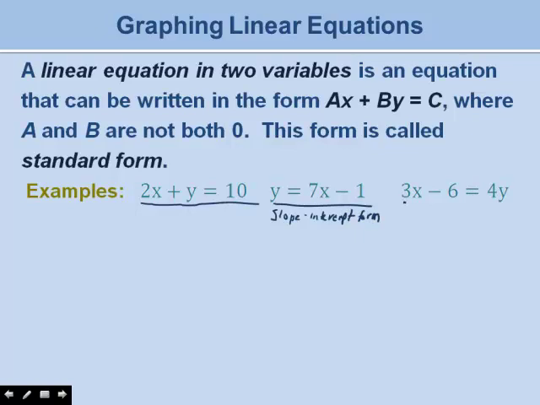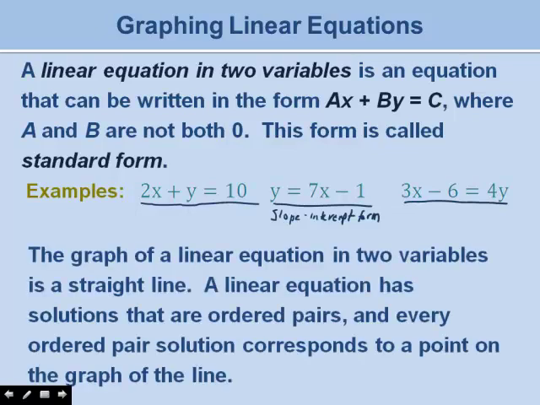And this third one is also not written in standard form, but it is a linear equation because it has an x term and a y term and a constant. There are no x squared or y squared terms or any higher powers of x or y. When we look at linear equations like this, the graph of a linear equation is a straight line.